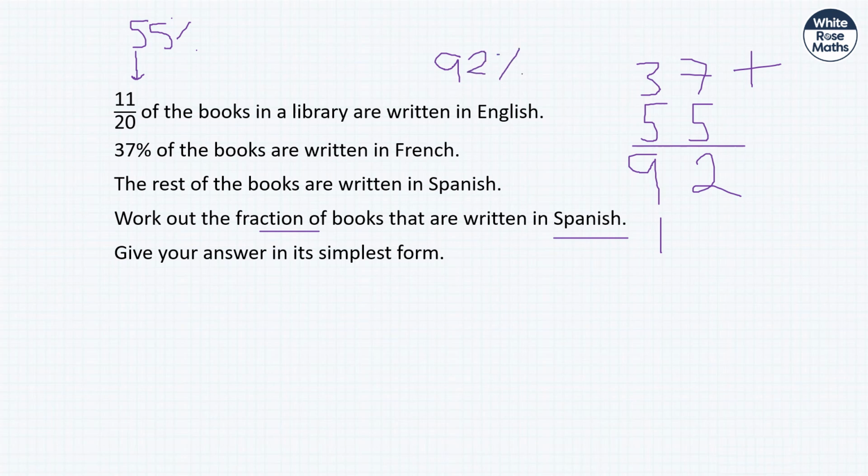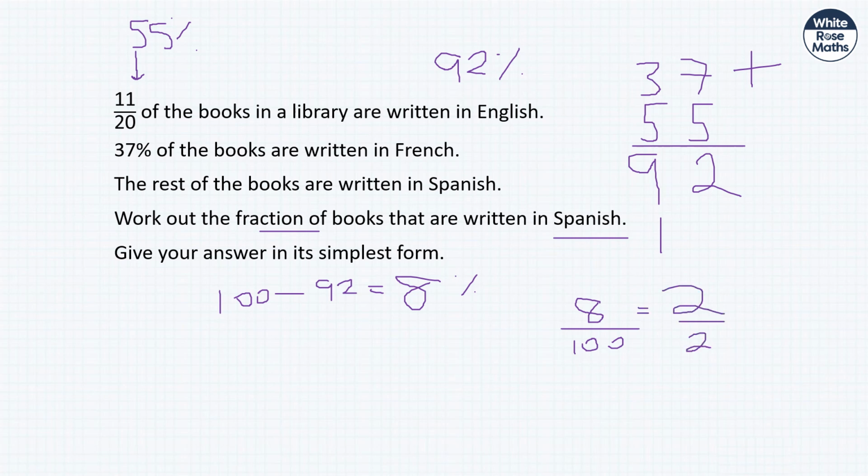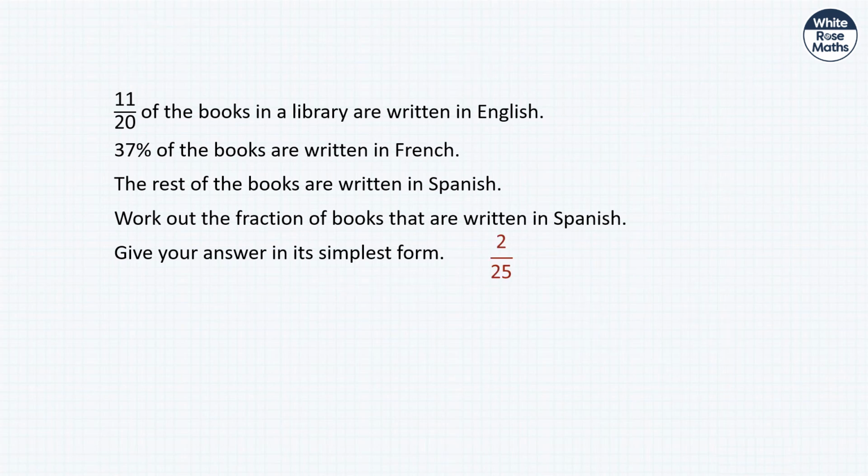So remember that the percentages add up to 100%. So 100 take away 92 is equal to 8, so it'd be 8%. 8% as a fraction, so 8% of the books are written in Spanish, is 8/100. Divide top and bottom by 4, and I get 2/25, because it says give your answer in its simplest form. So that'll be the answer for that question.